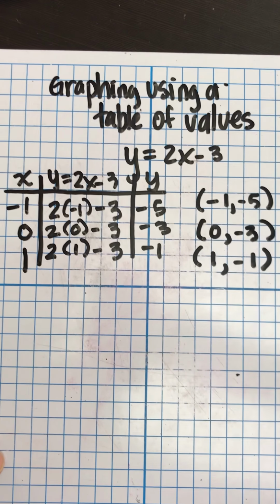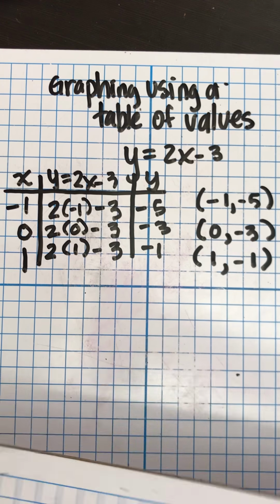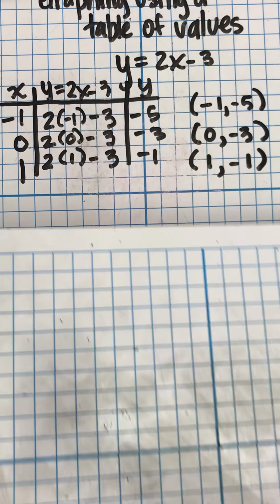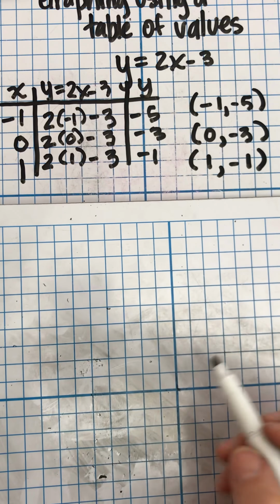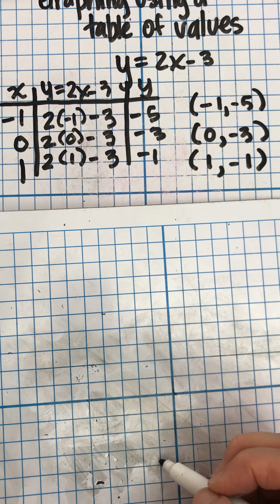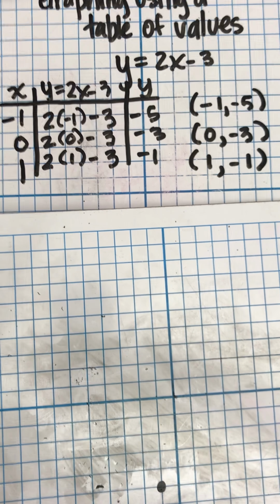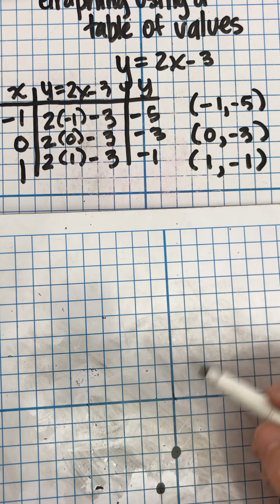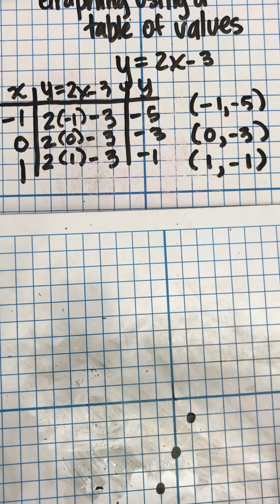Now I can go ahead and graph those ordered pairs. So if I look at this coordinate plane right here, and I try to plot those ordered pairs, let me move this up a little bit. So that means if I go to negative 1, 1, 2, 3, 4, 5, and I put a point right there, 0, 1, 2, 3, and then 1, negative 1.